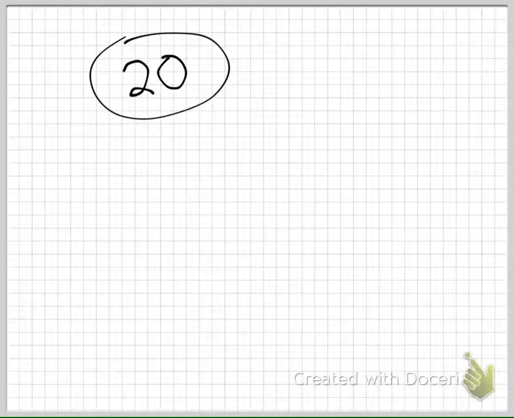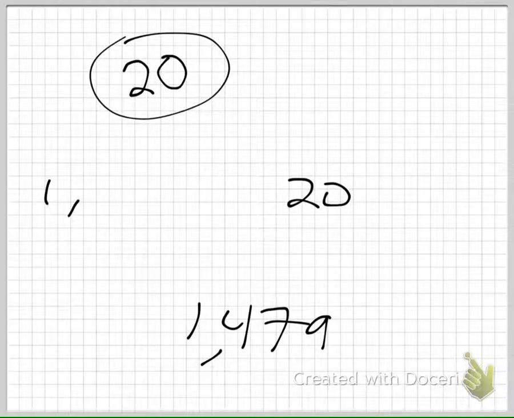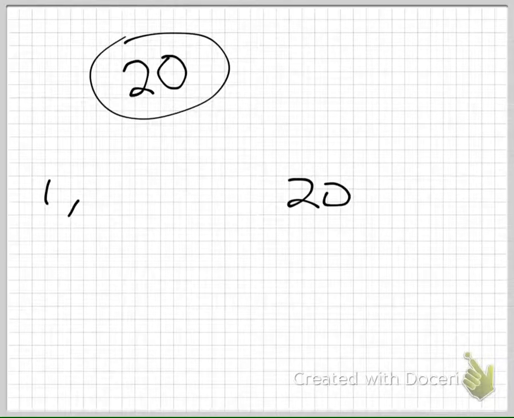One and itself, right? So we know that two of the factors for 20 are going to be 1 and 20. I don't care what number I'm talking about. If I give you the number 1,479, what are at least two factors for 1,479? 1 and 1,479. Does that make sense? There might be more, but you know that there's at least two. Every number has two, except there's exceptions to this. What are the two numbers? 1 doesn't have two factors, and 0 doesn't have two factors, right? Does that make sense? They're the only two exceptions.